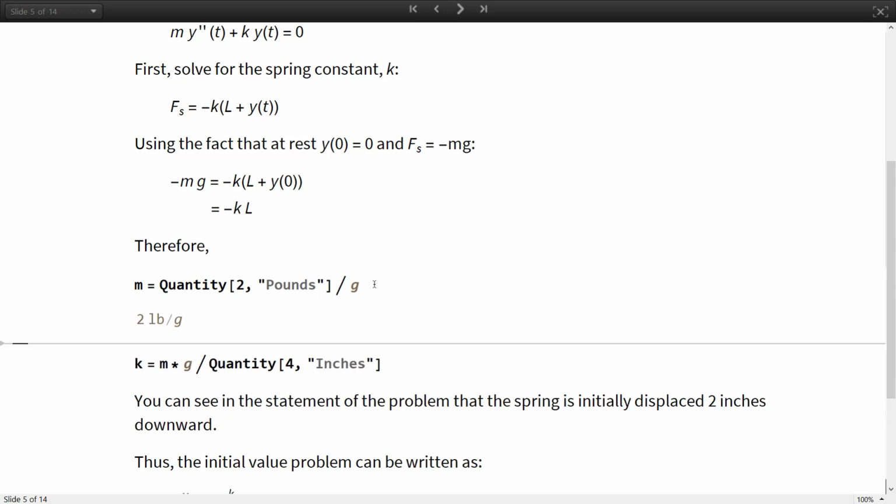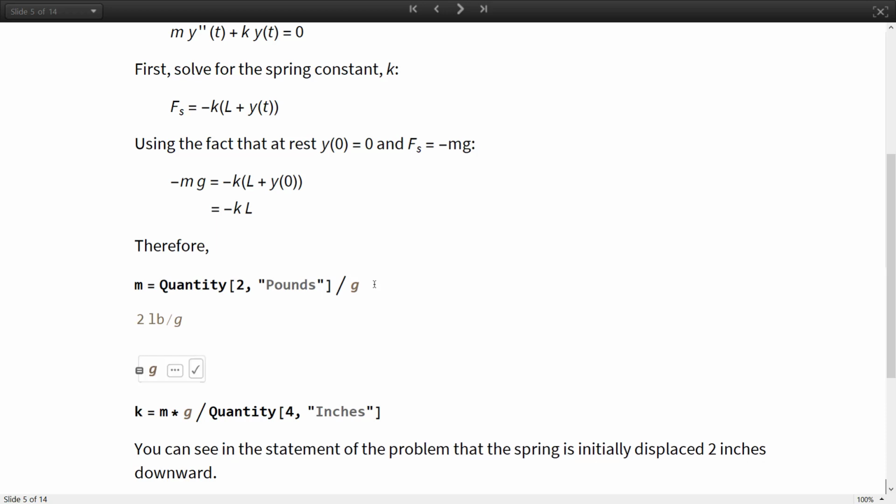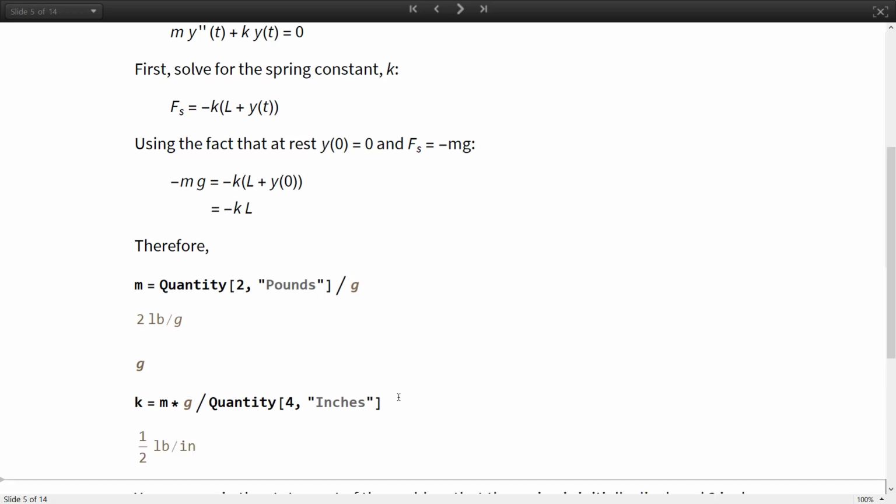You can get the acceleration due to gravity by pressing Ctrl and equal on the keyboard to open the inline freeform input. You can then type acceleration due to gravity in order to get the small g. Now with the mass defined, we can calculate k from the equation mg over L.